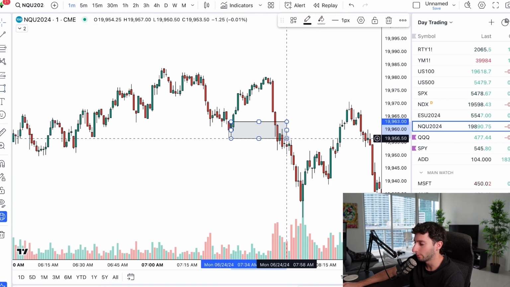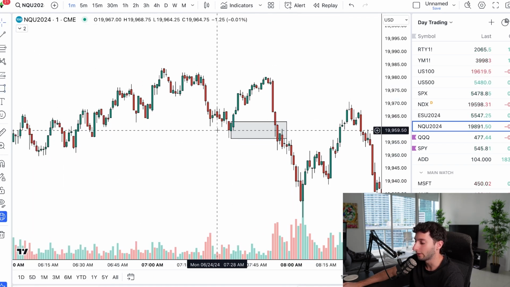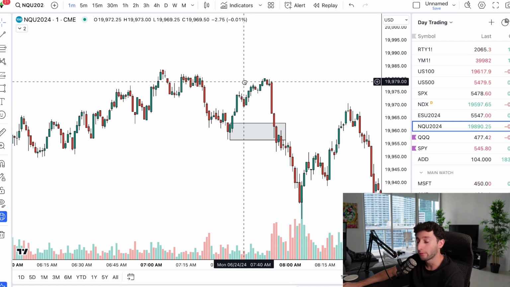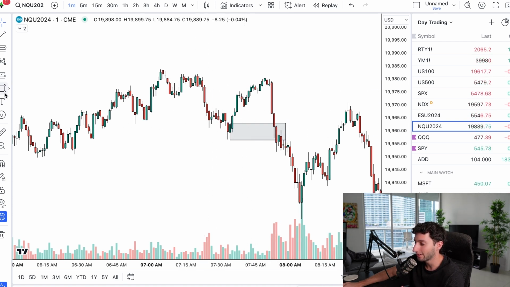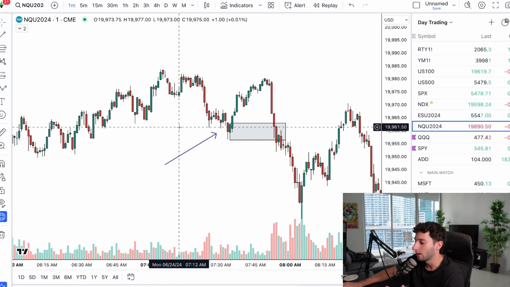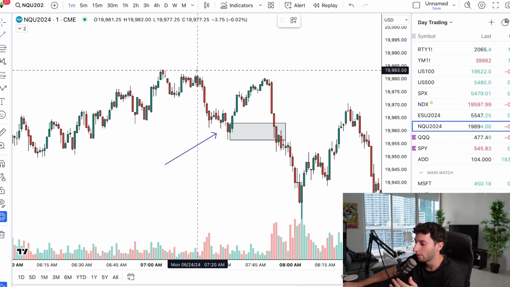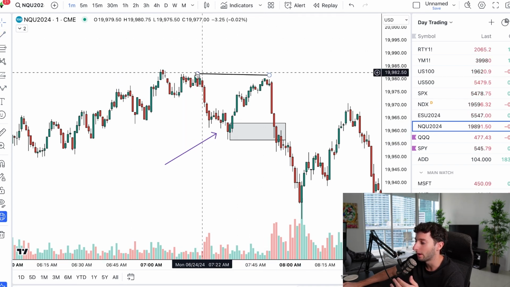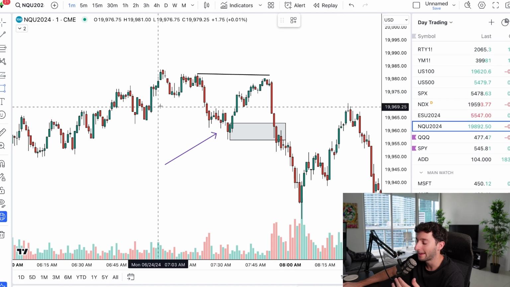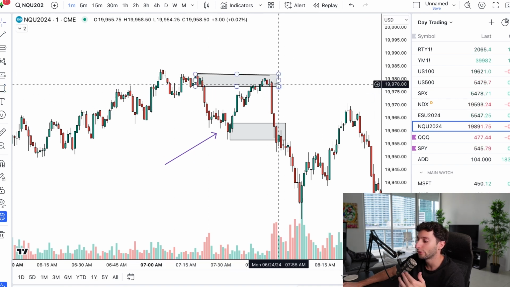So what does price do? Price has a nice down move. We have a little consolidation. We have a fast move higher. However, the buyers who bought down here, whoever was buying this demand zone, could not take price above this high or above this supply zone right here. Supply held this area, which means sellers are still in control.